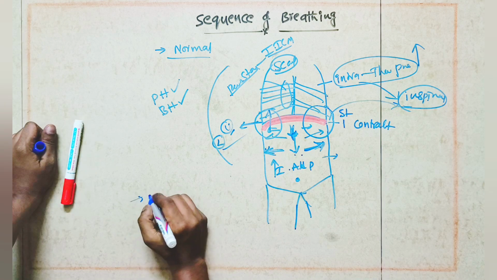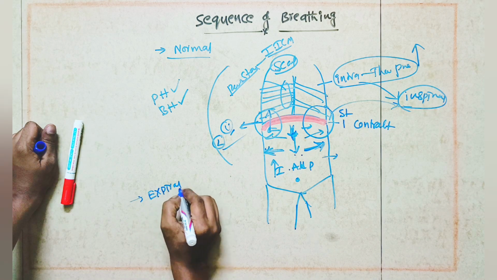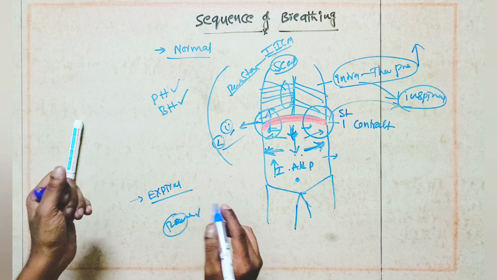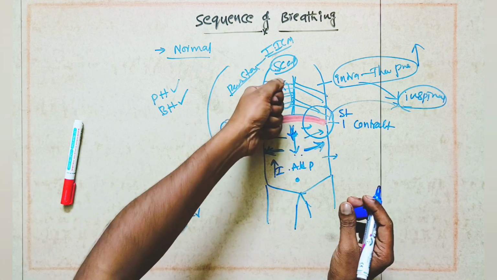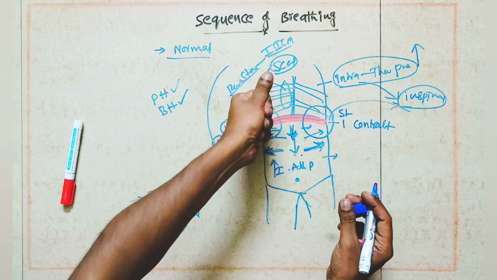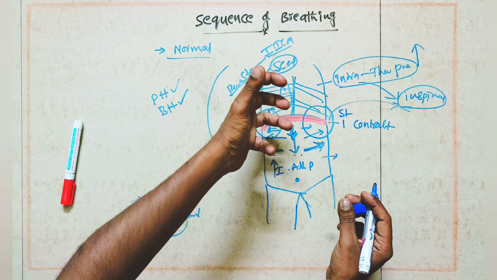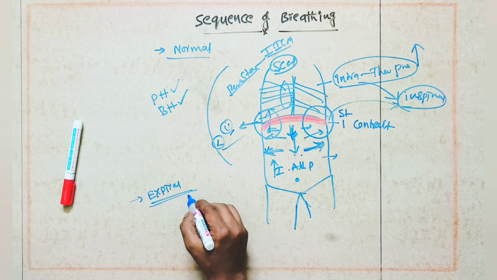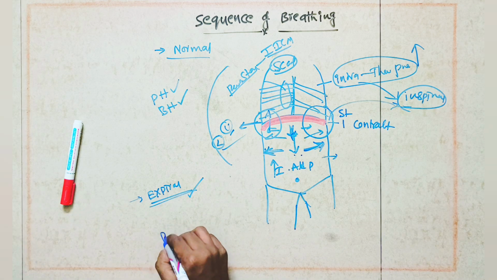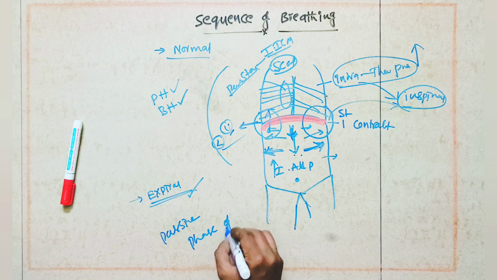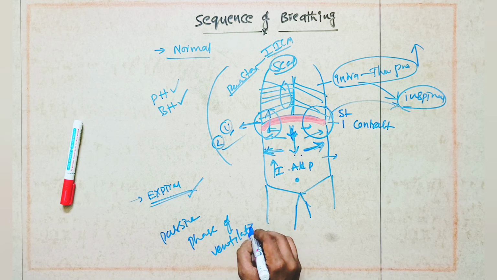So if we come to expiration, it is like a reverse. When we are doing inspiration, the lung tissue will expand. When it comes to expiration, the elastic property of the lung brings it back to normal position. So there is no special mechanism for expiration. It is a passive phase of the ventilation. So this is about the sequence of the breathing. Clear?